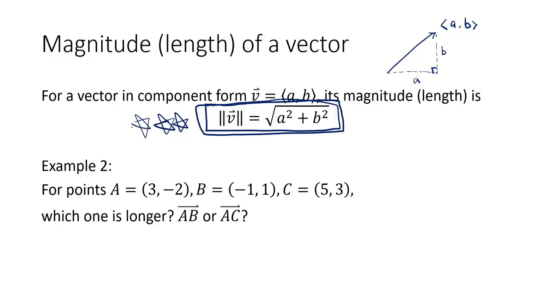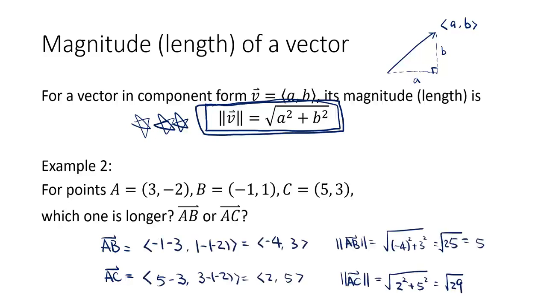Now let's look at this example 2. For 3 points A, B, C, which of the vector is longer? Is AB longer or is AC longer? So to find this problem, we have to find out the vector lengths AB and AC, right? We need to find out their magnitude first, then compare them. So I'll give you some time to find your answer, and then you can pause the video, find your answer, and then come back to check the answer with mine.